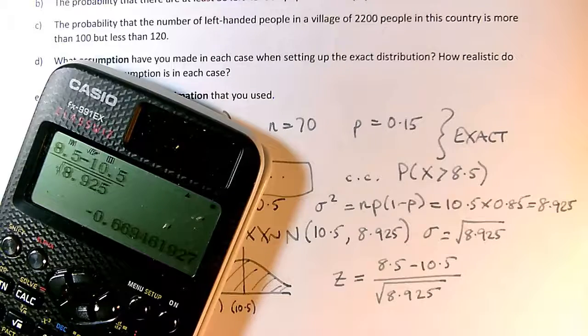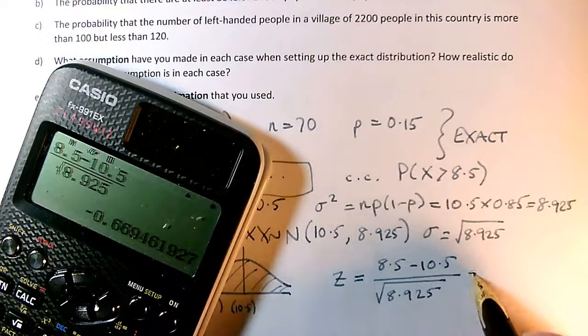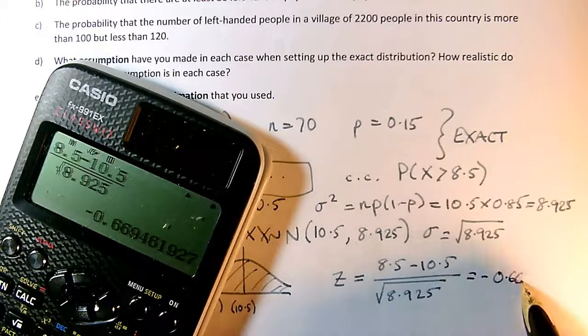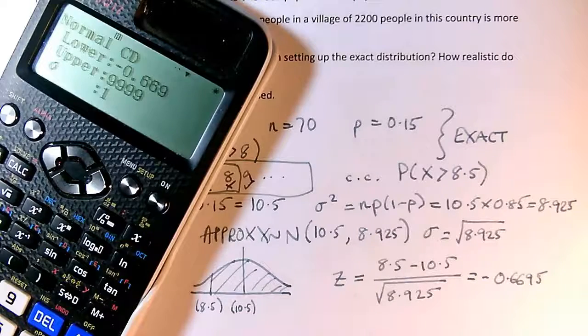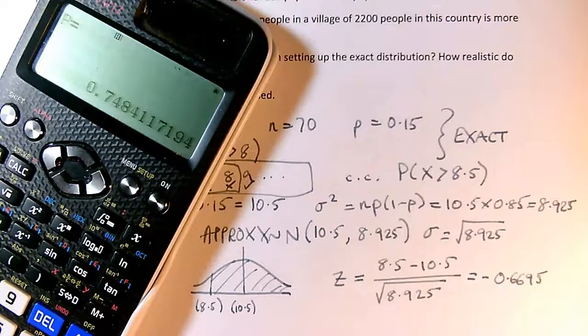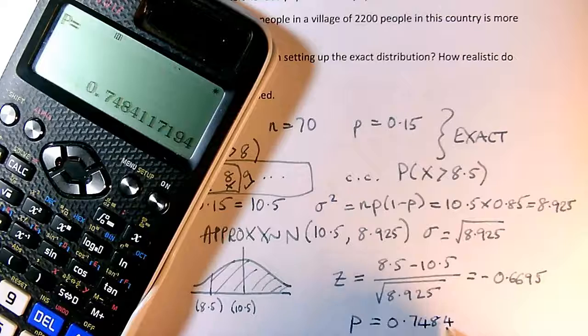My calculator tells me the answer is negative, good, minus 0.6695. My sketch says use that as the lower and have an upper of 9999. There we go, press equals, and here's our probability. My answer is 0.7484. Double underline it.